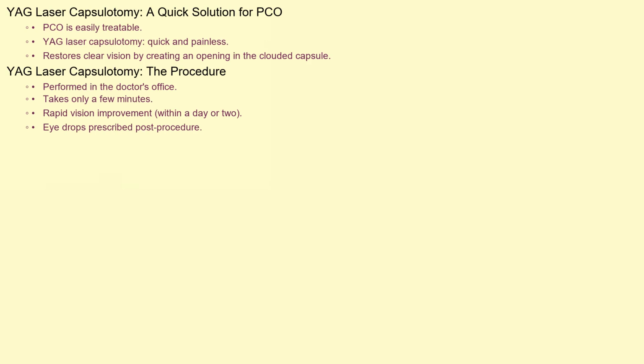The good news is that PCO is typically easy to treat with a quick and painless procedure called YAG laser capsulotomy. During this procedure, a laser is used to create a small opening in the center of the clouded posterior capsule, allowing light to pass through and restoring clear vision. The procedure is performed in the doctor's office and usually takes just a few minutes. Vision improvement is typically rapid, often within a day or two. After the procedure, eye drops are prescribed to prevent inflammation.